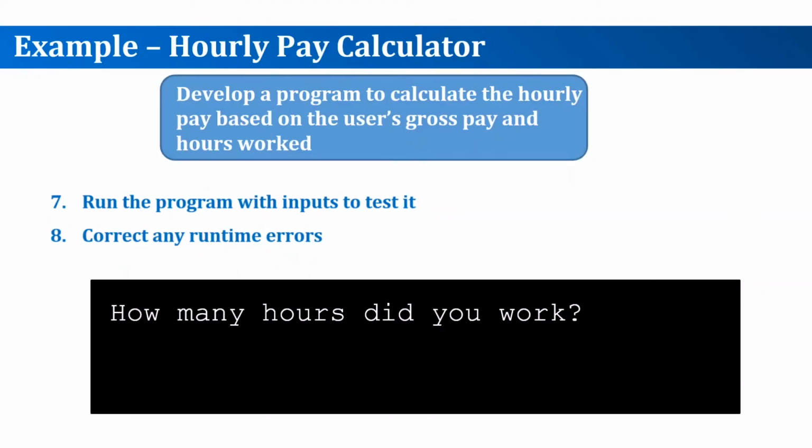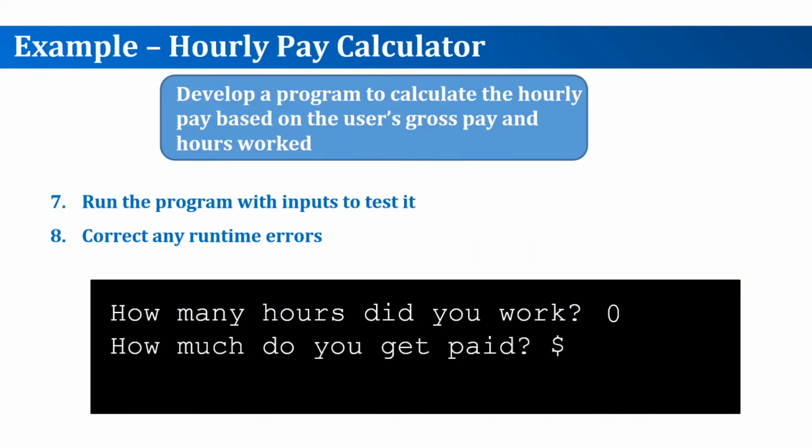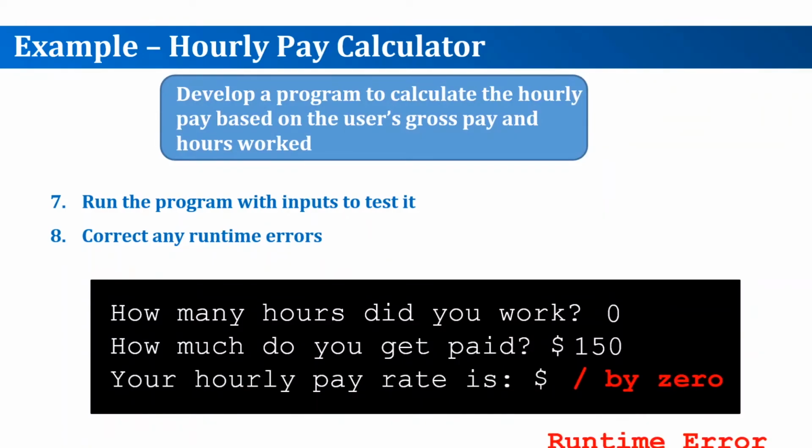Now consider the following scenario. When prompted for the number of hours, the user enters 0. This could be for any number of reasons. Could be a mistake. The user also enters the $150 when prompted for the gross pay. What will happen is that the program will stop running and an error message that says you can't divide by 0 will show up. This is an example of a runtime error, an error that makes your code stop running.